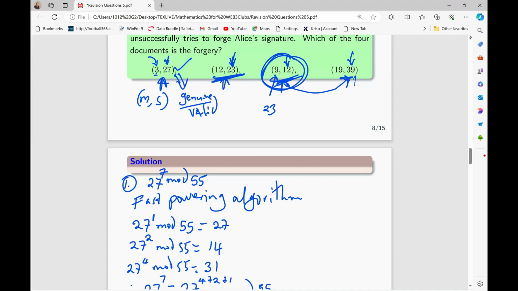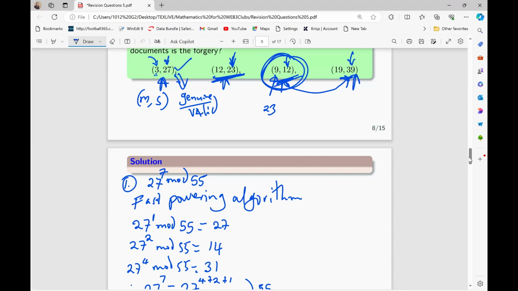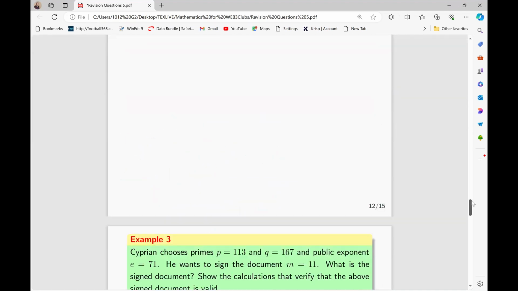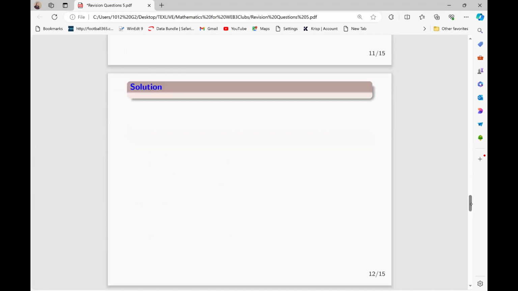What about this? Let's just verify that 9. That 9 raised to 7. What do you get? Again, these are smaller numbers. What I'm getting is that this is not a big number. Let's divide it by 55. This one is big, so let's use the fast pairing algorithm.